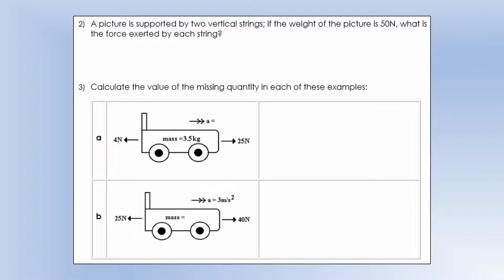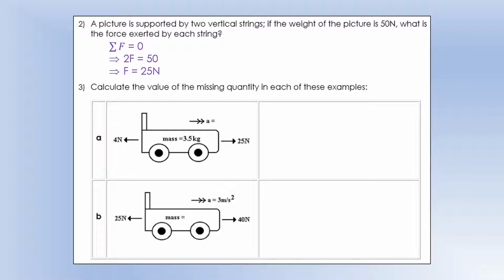A picture is supported by two vertical strings. If the weight of the picture is 50 newtons, what is the force exerted by each string? So if it's not moving, the resultant force must be 0. So those two forces added together must be 50, so each force must be 25 if they're identical strings.